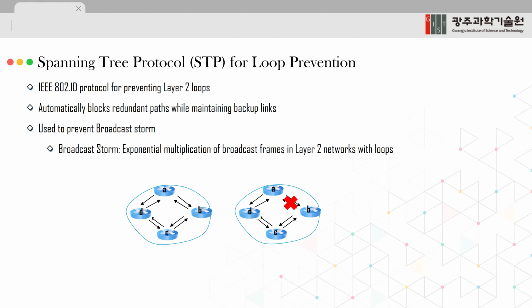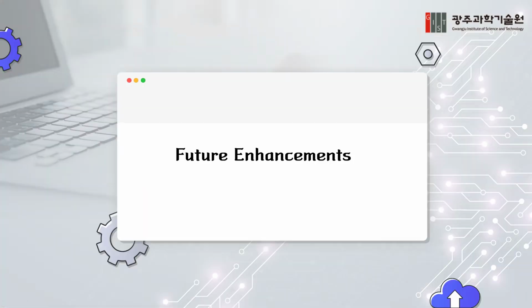In SDN environments, we have an opportunity to implement STP more efficiently because the controller has a complete centralized view of the topology. It can identify loops instantly by analyzing the topology graph. Now, I'm going to open the actual controller code and walk through the key implementation details.